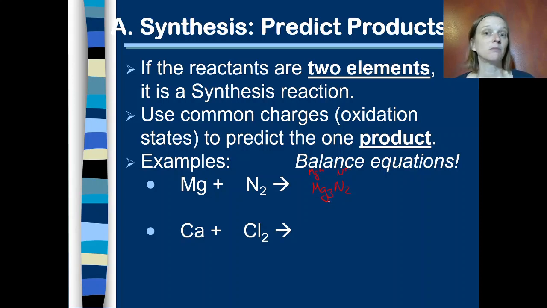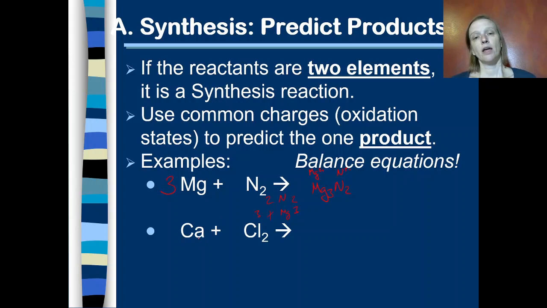Now, I don't just stop there. I need to make sure that this is actually balanced. I seem to have the right number of nitrogens on the left side and the right side, but I don't have the correct number of magnesiums. I've got 3 on the left and just 1 on the right. But fortunately, this is easy to balance. I just need to write a 3 in front of the magnesium on the left side, and I'm all set.